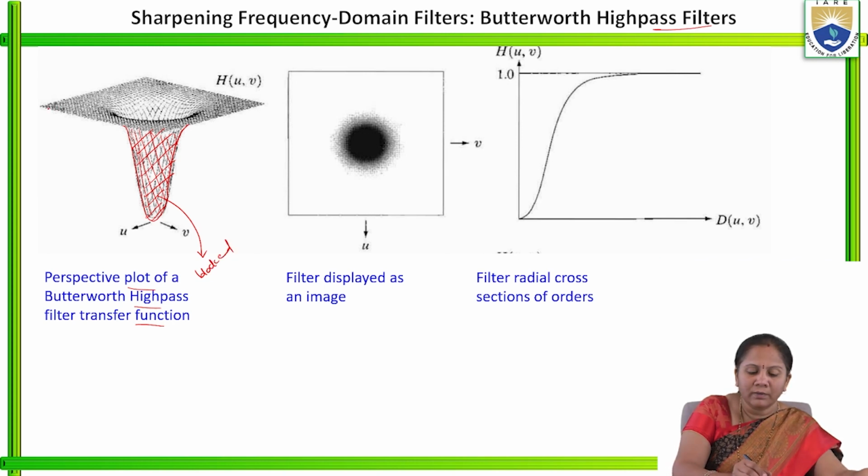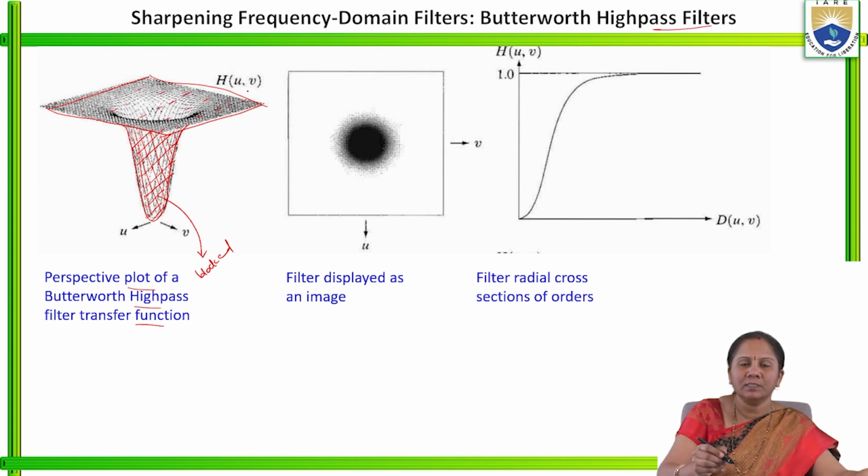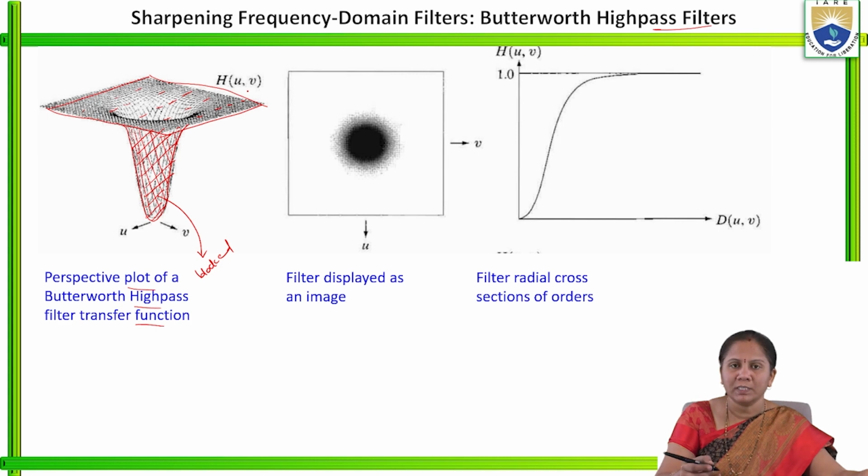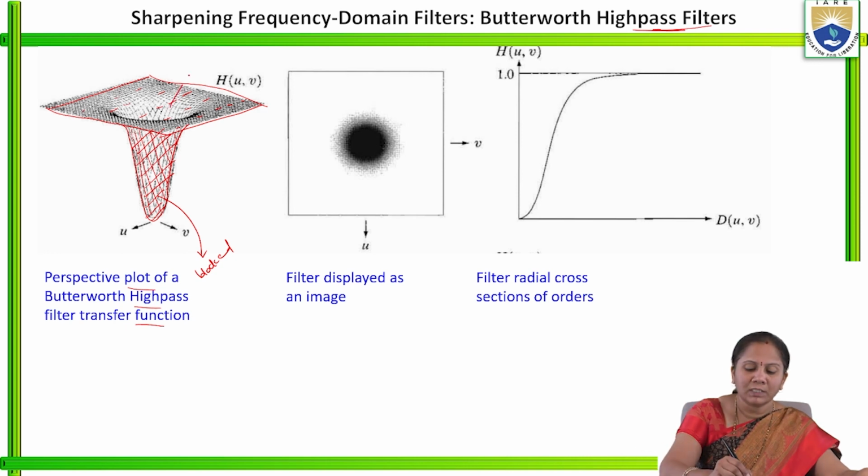And here we can observe there is another range of frequencies. At this area, we have another range of frequencies. All these frequencies are higher frequencies. So according to the high pass filter transfer function, all these higher frequencies will be passed.